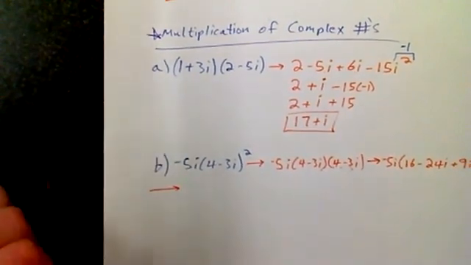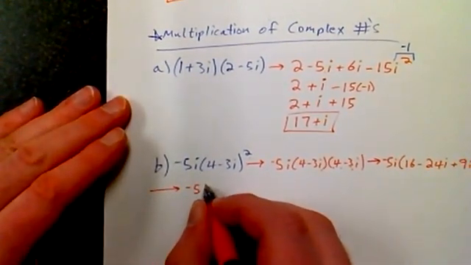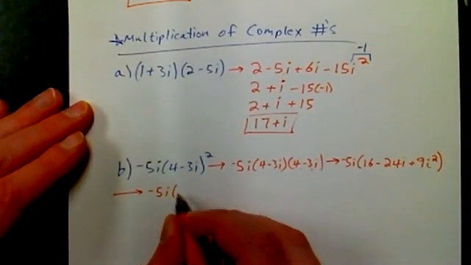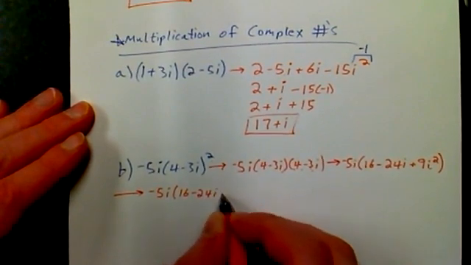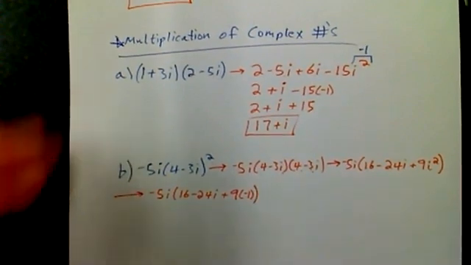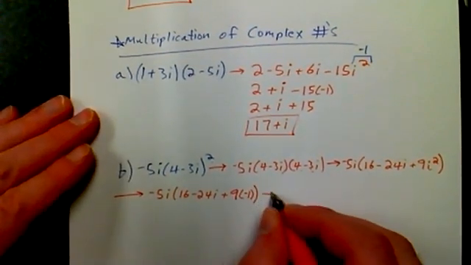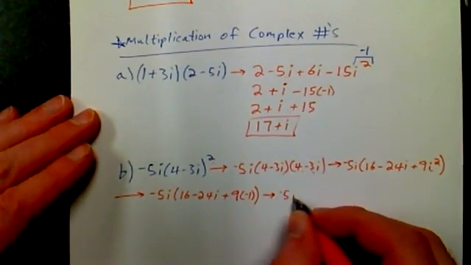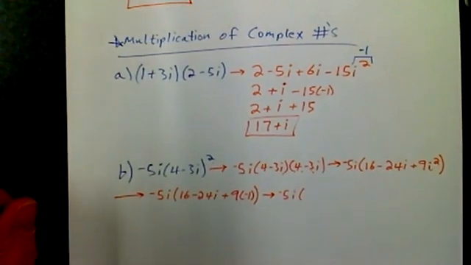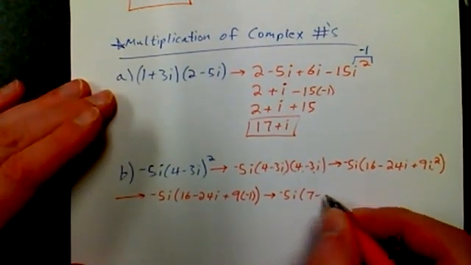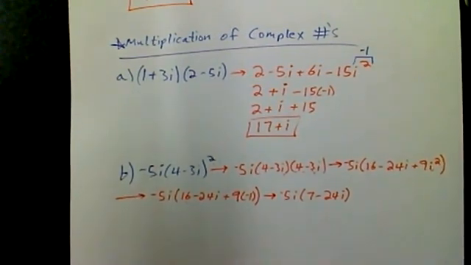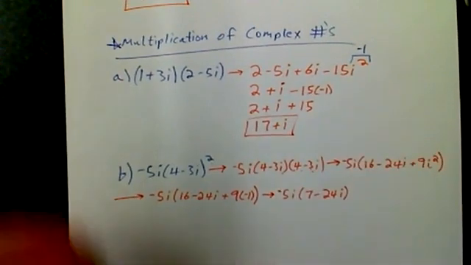Okay. Continue on right over here. I got negative 5i. Now notice I'm not distributing it yet because I want to deal with that i squared first. So I got 16 minus 24i plus 9 times negative 1. So that's really like minus 9. Okay. Negative 5i. Now, I got 16 minus 9. That's going to be 7. So I now have 7 minus 24i. So notice I like to simplify what I have in the parentheses first, so it'll be simpler. I don't have to distribute this as many times.